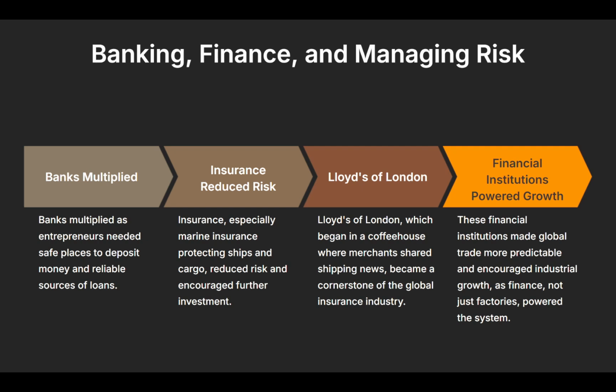Industrial capitalism also required new financial institutions. Banks multiplied as entrepreneurs needed safe places to deposit money and reliable sources of loans. Insurance reduced risk, especially marine insurance, which protected ships and cargo. Lloyd's of London, which began in a coffee house where merchants shared shipping news, became a cornerstone of the global insurance industry. These institutions made global trade more predictable and encouraged further investment. Finance, not just factories, powered industrial growth.